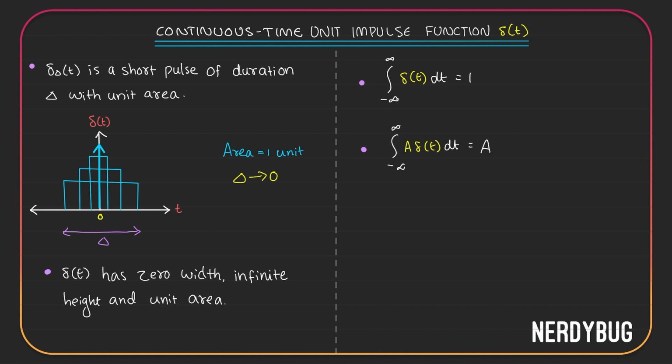So what happens here is the area gets multiplied by A. What happens to the width? Nothing. Width is still 0. What happens to the height? Height is still infinite.